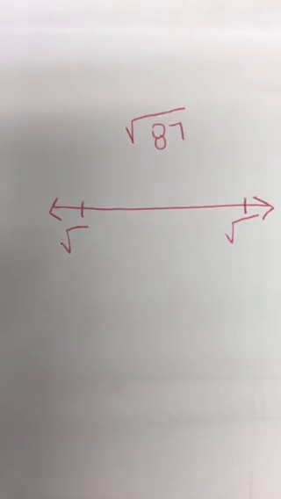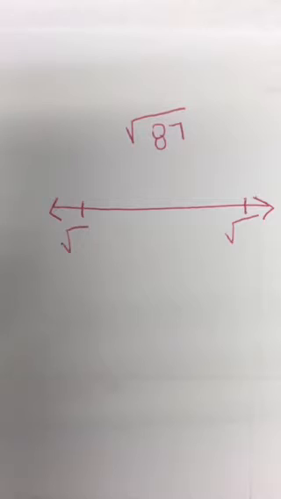Good morning, you guys. So I'm going to show you how to find the estimate of an irrational value using the guess and check method. So I know that the square root of 87 is irrational because no number times itself would give me 87. It's going to be this really, really long decimal that I'm going to approximate would give me this number.